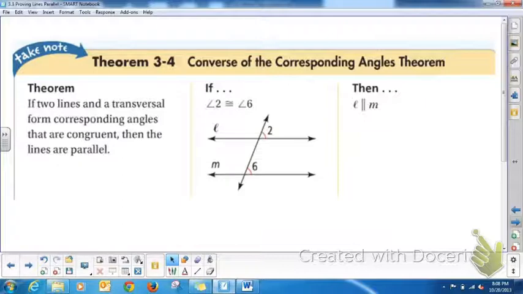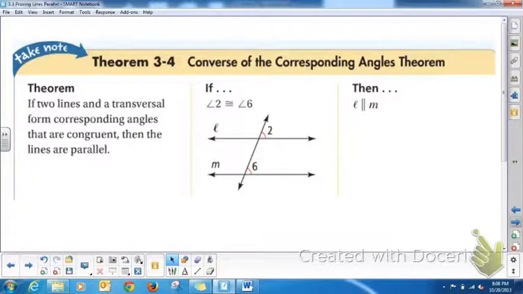The first theorem we're going to talk about today is Theorem 3.4, converse of the corresponding angles theorem. Write the theorem down. If two lines and a transversal form corresponding angles that are congruent, then the lines are parallel. You'll notice that this is the converse of the statement that we had in the last section. The last section we talked about if two lines are parallel, then their corresponding angles are congruent. In this section, we're exploring the converse of these statements. If two lines are cut by a transversal that forms corresponding angles that are congruent, then you know the lines are parallel.